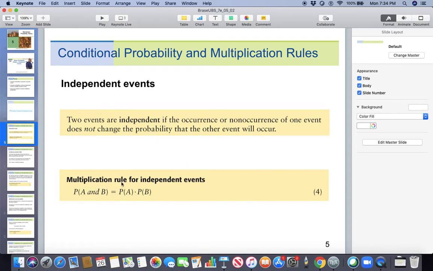There is a multiplication rule for independent events. Probability of A and B is probability of A times probability of B. So what does this mean? Probability that both A and B occur is given by probability of A times probability of B. So this happens if A and B are independent.